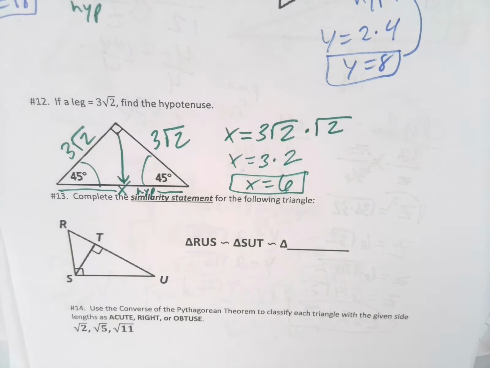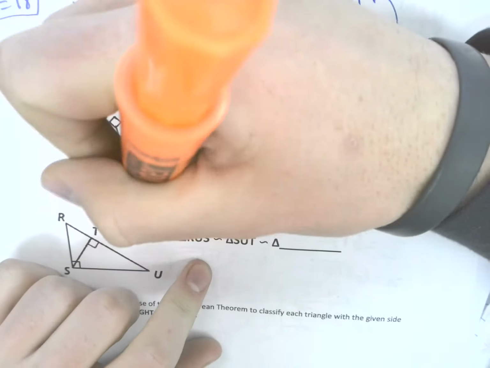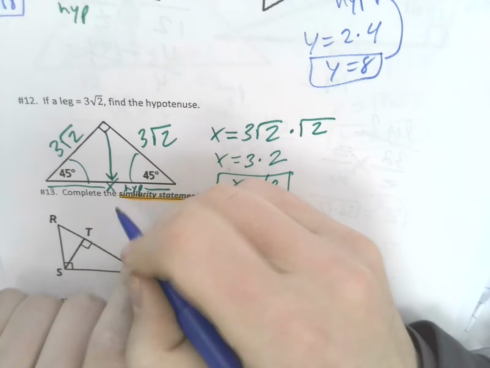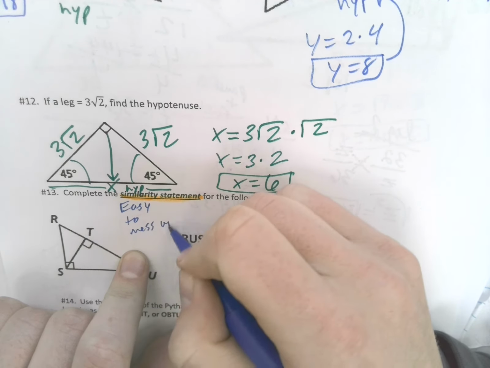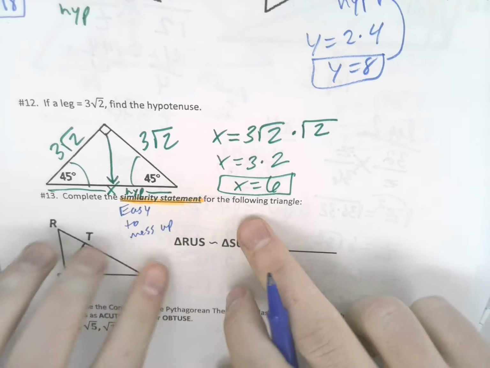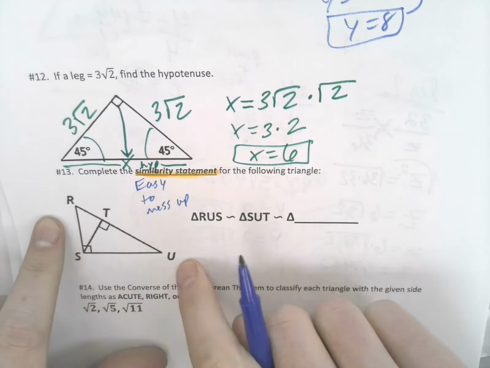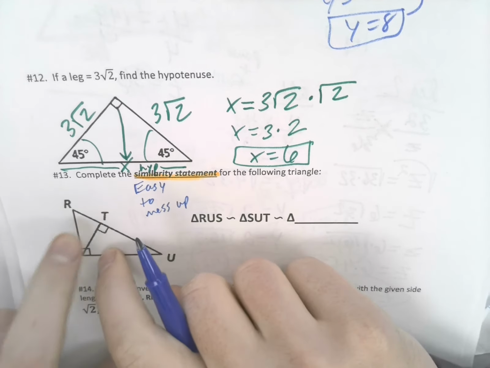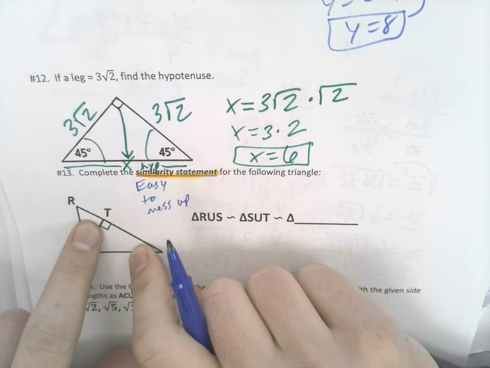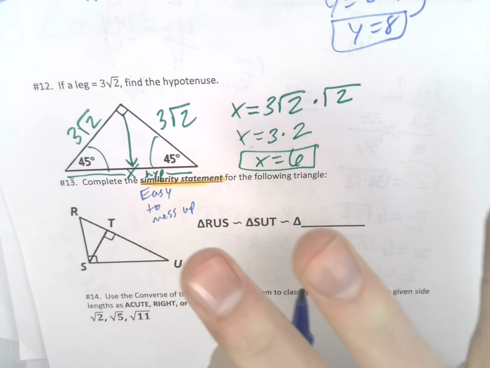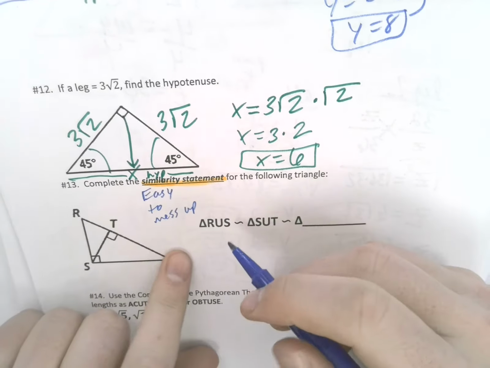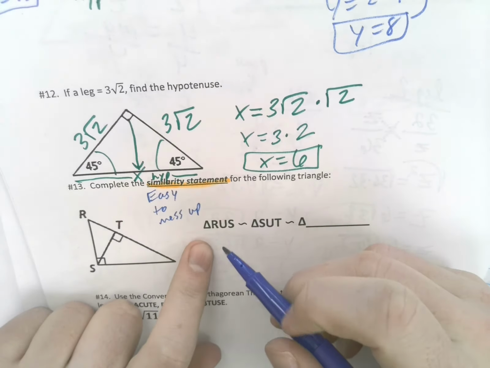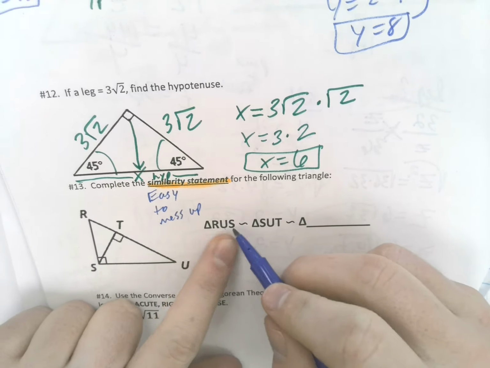And this is a tricky one, guys. These are ones that are very easy to mess up. So we know that we've got a large triangle, and then because of the altitude, we have 2 other triangles that are similar. If you have 3 triangles that are similar, it's important to know what pieces you're going in order. So R to U to S.